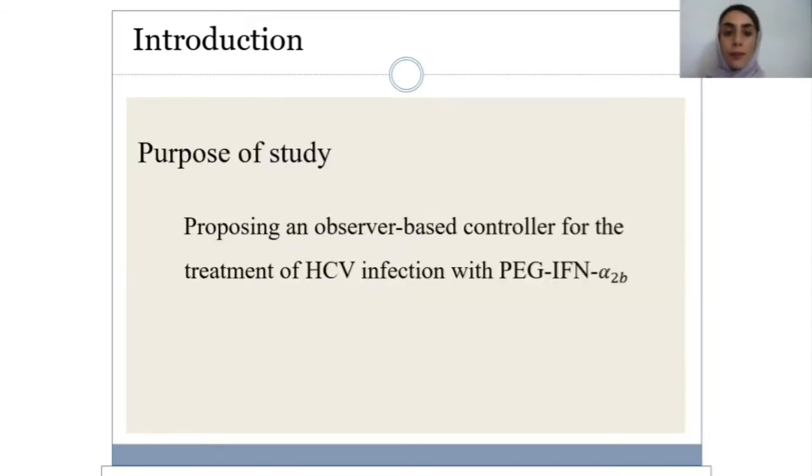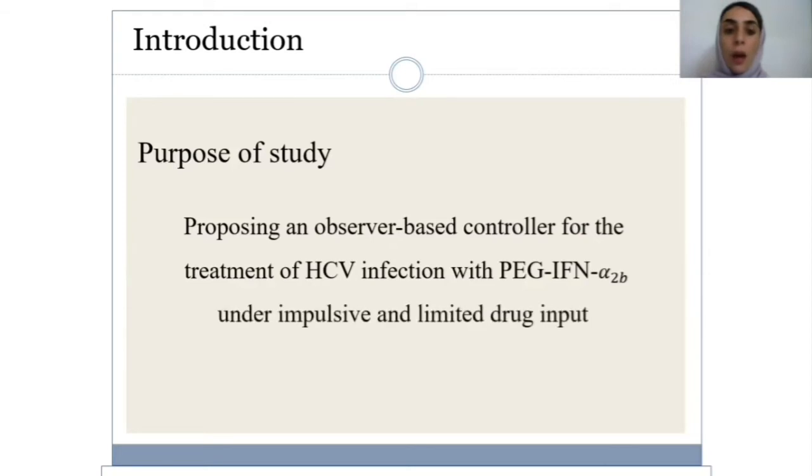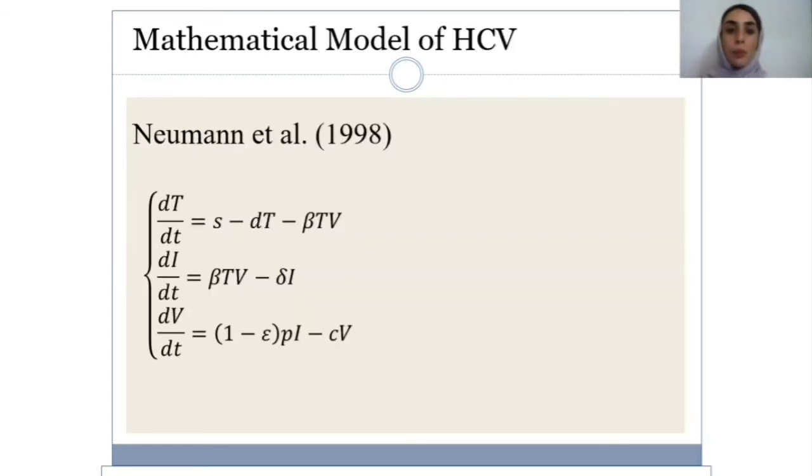The purpose of this study is proposing an observer-based controller for the treatment of HCV infection with pegylated interferon alpha-2b under impulsive and limited drug input and also delayed and sampled outputs. In other words, we have considered all the mentioned features of HCV treatment in the controller design. In order to propose such a scheme, an appropriate mathematical model should be considered.